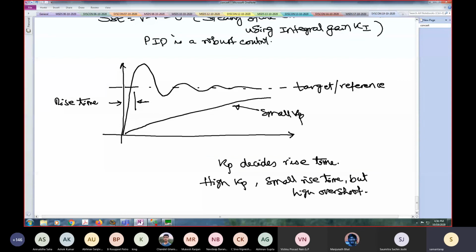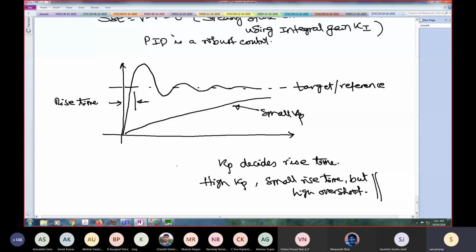So let's say you have to go to a target, you start very fast and run very fast, then you will obviously overrun the target. If you move slowly, you might take more time, but you will never overrun the target. So these are two different contrasting things. With a small Kp, your rise time will increase. You will move to the target slowly. If you give a high Kp, of course you will reach the target quickly, but you will overshoot it.